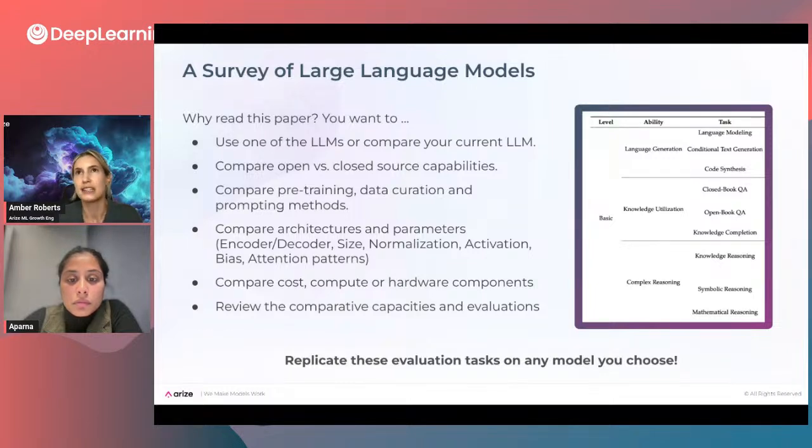Who I see reading survey papers, who often don't read the in-depth research papers, are teams managing budgets and looking at comparative cost, compute, and the hardware components. Those are really important, and they're mentioned because in breakthrough papers and benchmarking you're trying to get the best performance possible, but the surveys look at performance as well as all the other factors that go into enterprise large language models. And then being able to review the comparative capacities and evaluations.